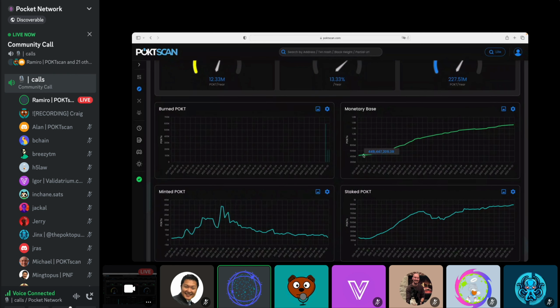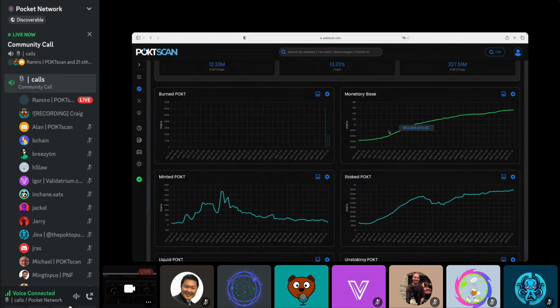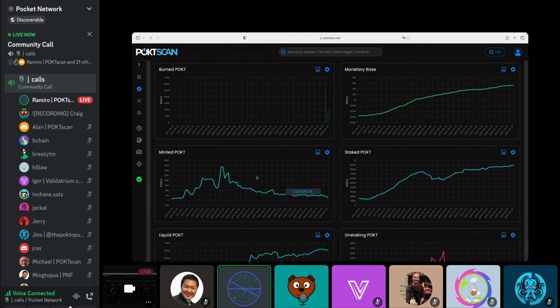This monetary base is the derivative of this curve. You could say that it's the derivative. It's not actually, but it's quite it. It's the minted Pocket by day. This will show us, for example, how much Pocket was minted each day, in this case, each week, in each of the periods. We can see the hyperinflationary period of Pocket that we had in 2021, in early 2022, reaching up to 30 million a week.